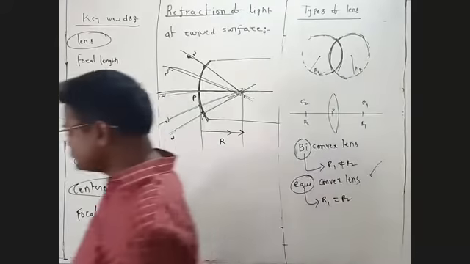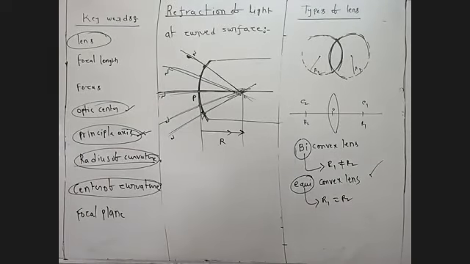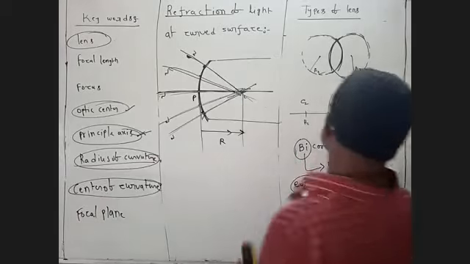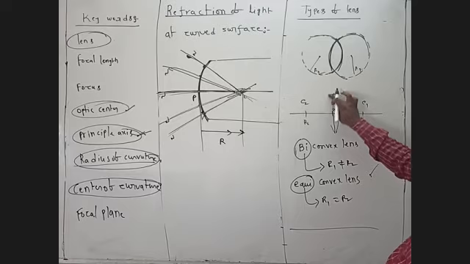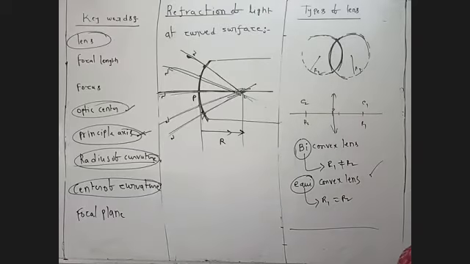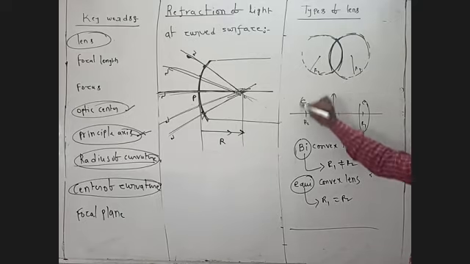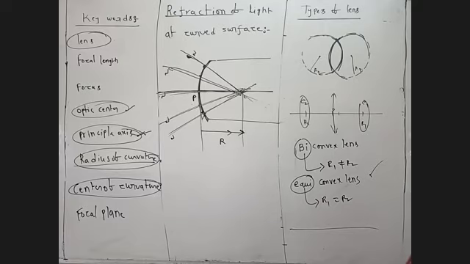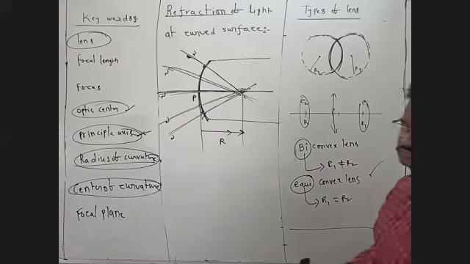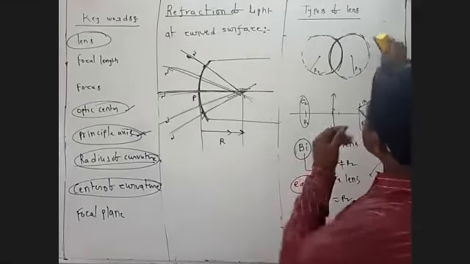Next is concave. This is the symbol we use now. Suppose, for example, I'm drawing here. We can remove this part. This symbol represents the convex lens. Here, the lens has two centers of curvature. Next, another lens is the concave lens.